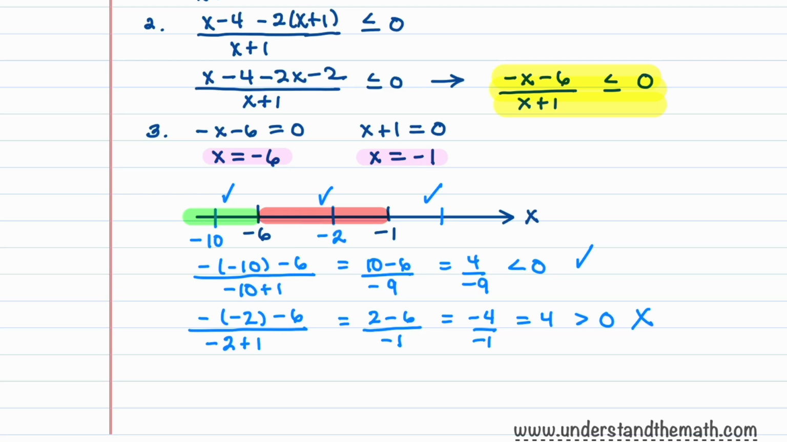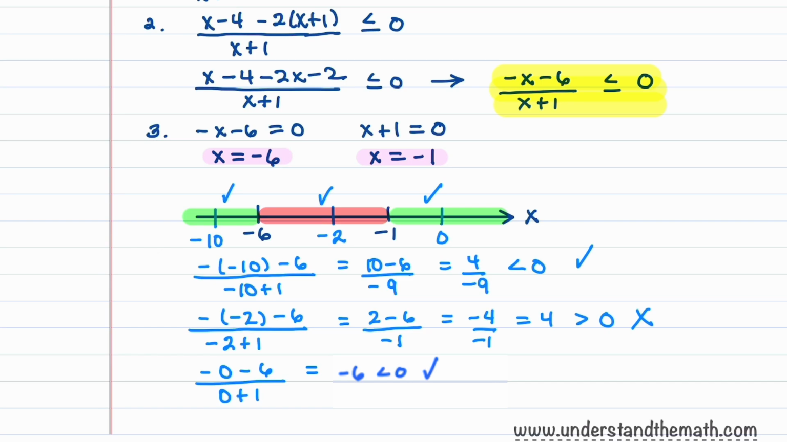This region is actually the easiest because a point in this region is 0, and that'll be our easiest point to test. So we have (0 - 6) all divided by (0 + 1). And that's just -6 divided by 1, which is -6, which is less than 0. So the numbers in that region are included. Let me highlight this in green.